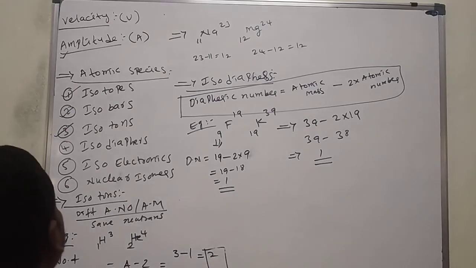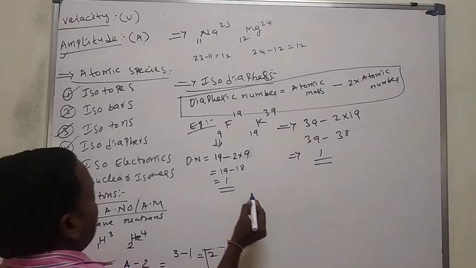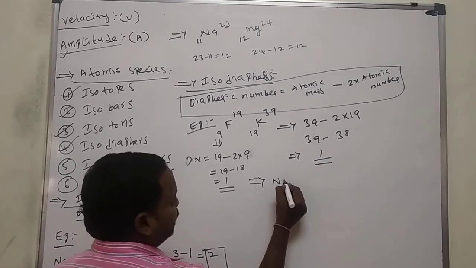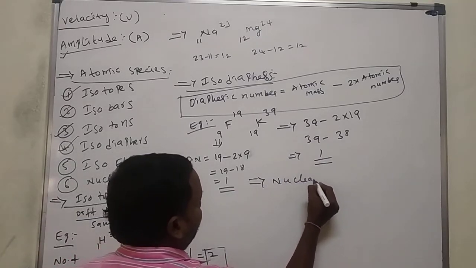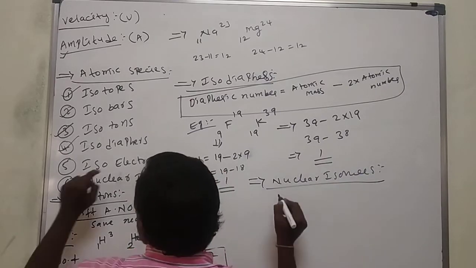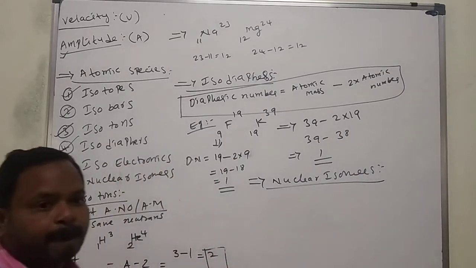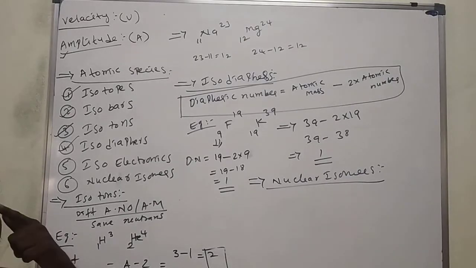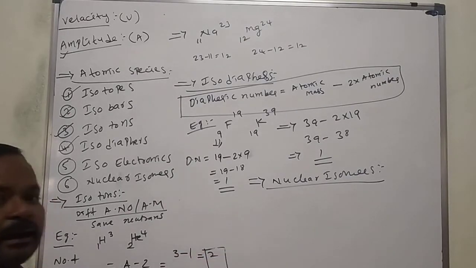In continuation, we'll see the nuclear isomers. Finally we'll see isoelectronic species. First we'll see the nuclear isomers.